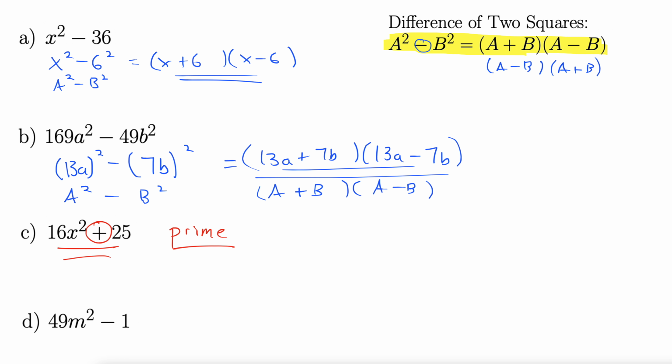Okay, let's try this fourth one, d. Here we have 49m squared minus 1. The thing about this one is, note that 1 is always actually 1 squared. This is a perfect square itself. And so sometimes you can just jump straight to the answer with these. You don't need to go through all these steps. So here maybe you can see it already. It's 7m plus 1, 7m minus 1. There we are.